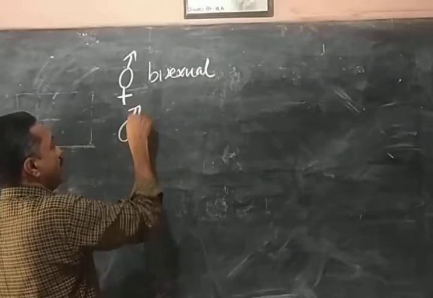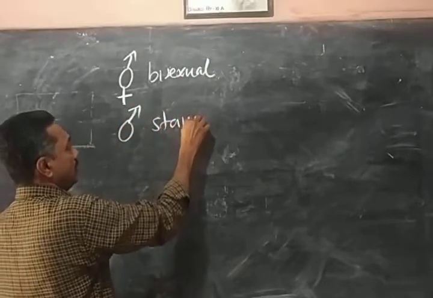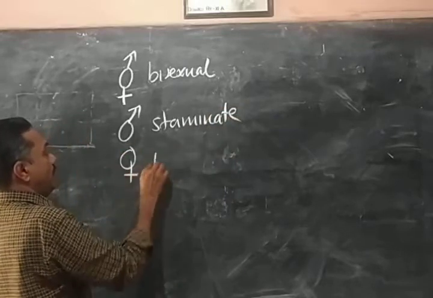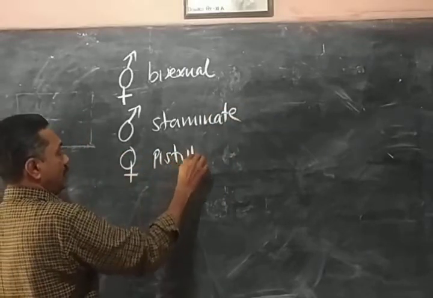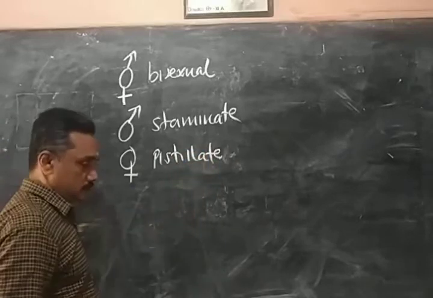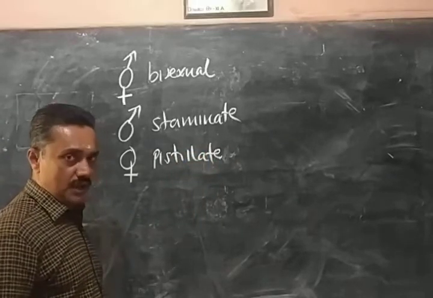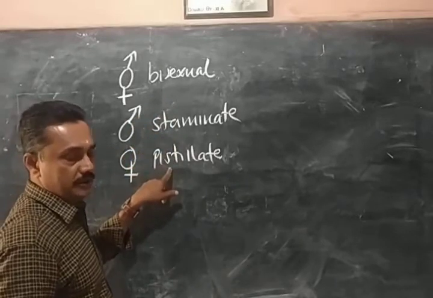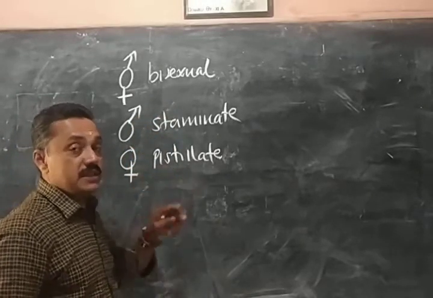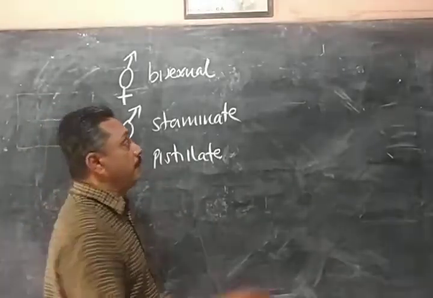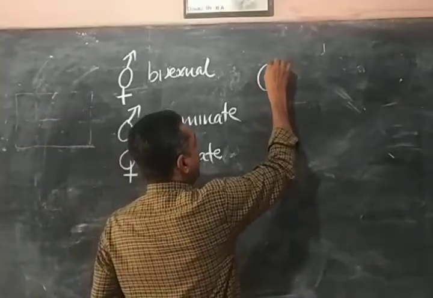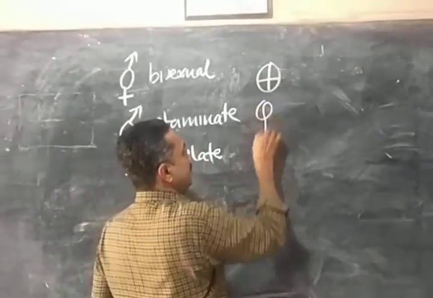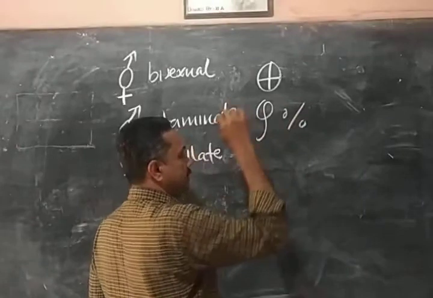This is male flower or staminate flower. And this is pistillate flower, female flower. The sexuality can be represented as bisexual, unisexual, staminate, pistillate. Symmetry of the flower can be represented like this, actinomorphic, and zygomorphic like this or like this.